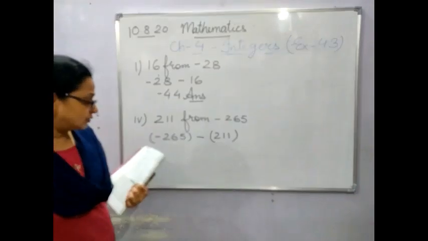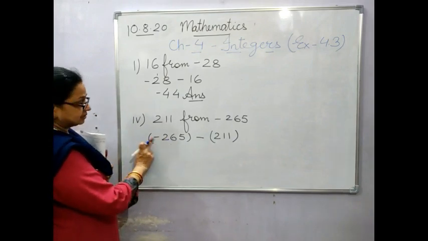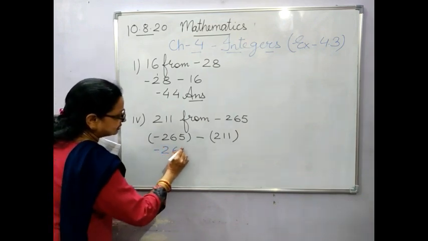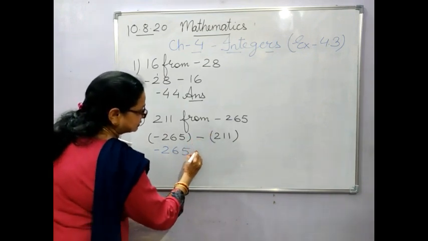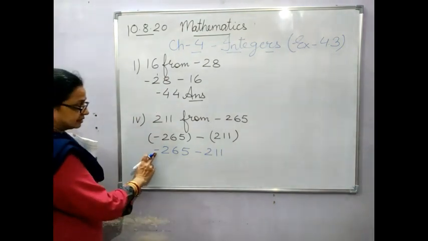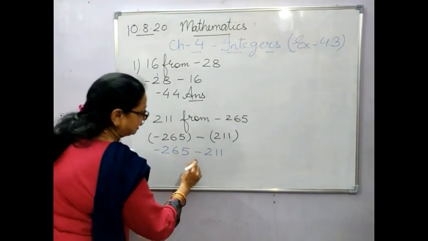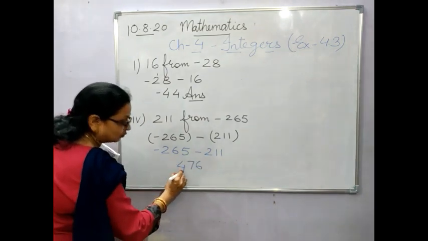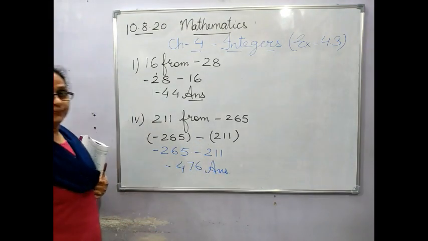Okay. Now I'll solve it. See, now we will open the bracket. This is positive, this is negative, plus minus is minus, so it will be minus 265. Again this is minus, inside it is plus, plus minus is minus, it is 211. Okay. Now since both the signs are the same, that means we will add. 5 and 1, 6, 6 and 1, 7, 2 and 2 is 4. And we'll put the same sign, so this is your answer. Got it?